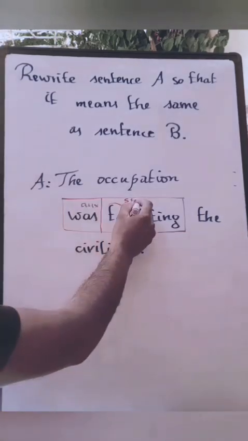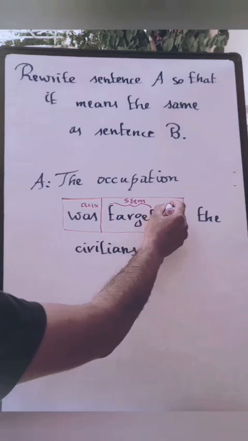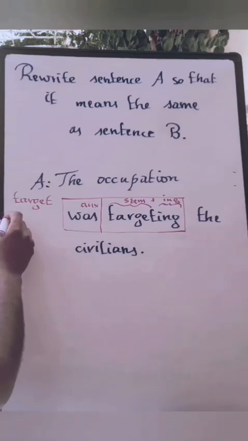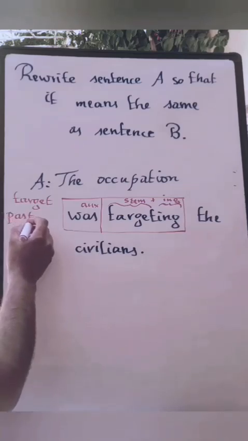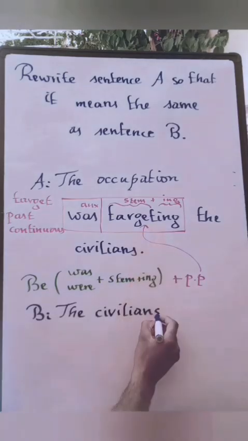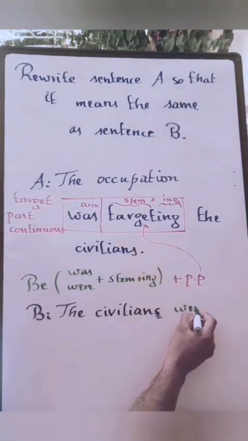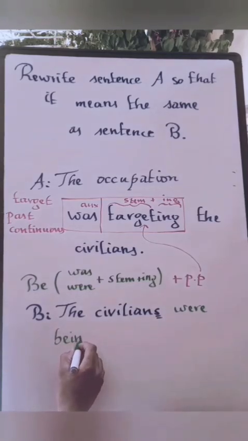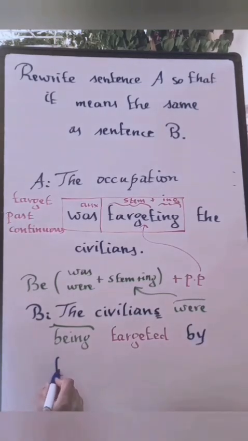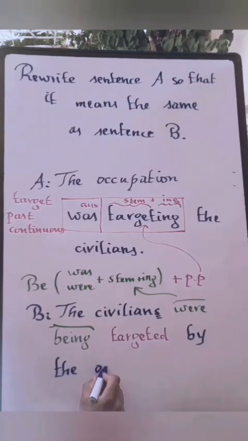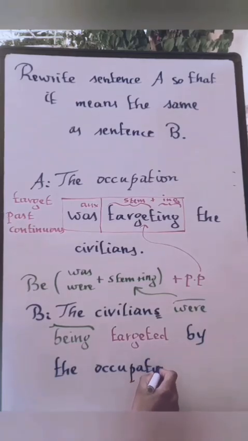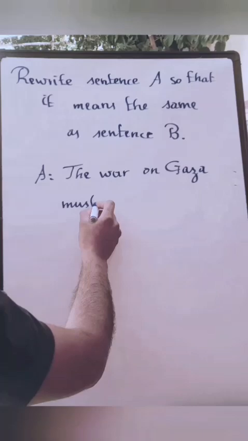The occupation was targeting the civilians. Was targeting is our verb. It's in the past continuous tense, formed by the auxiliary to be in the past, plus the stem of target, which is target, plus -ing. When we do the same for the verb to be, it is either was or were, depending on the subject, plus stem plus -ing. So it goes, the civilians were, not was, because it's plural. The civilians were being targeted by the occupation.